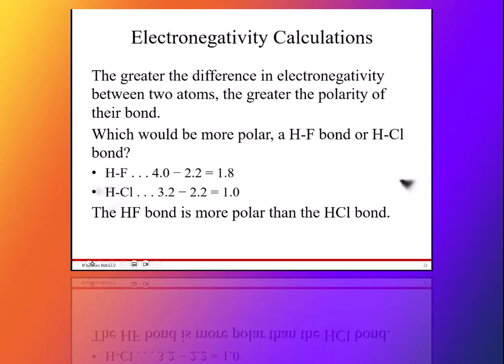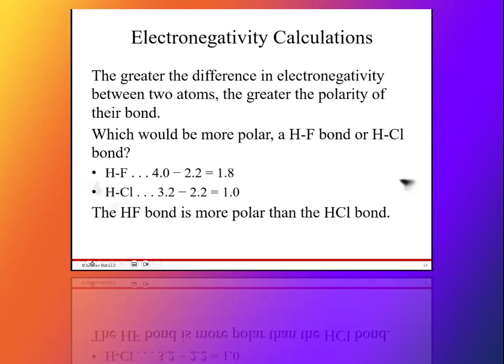So one of the things you're going to learn from this is that water has polar covalent bonds. It also is a polar molecule, and that's why water freezes at such a high temperature, really, 0 degrees versus negative 20 degrees. So that's where the implication of this is going to be important.